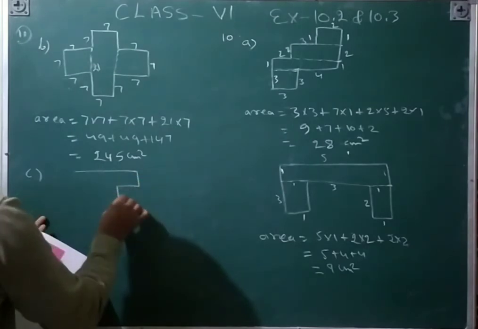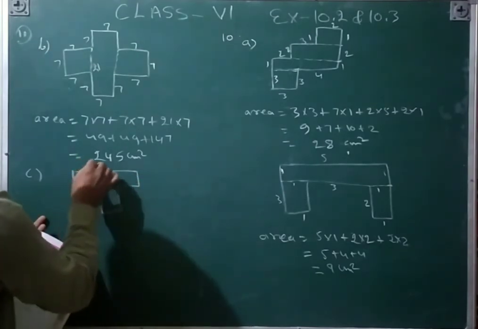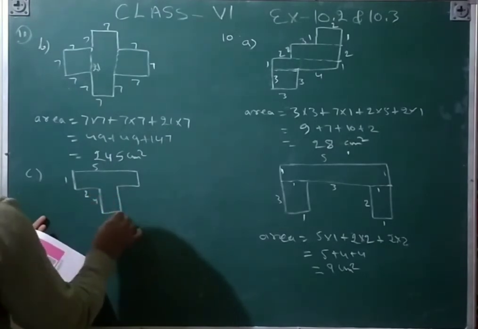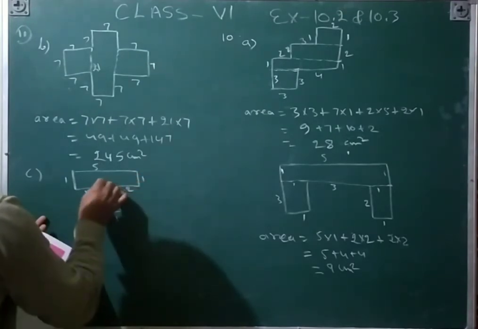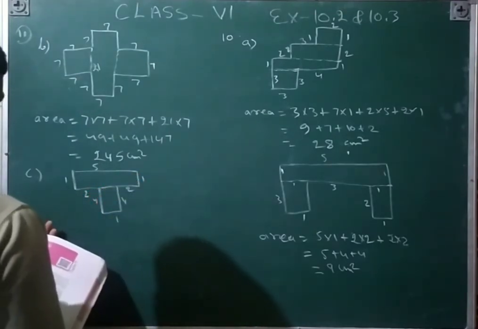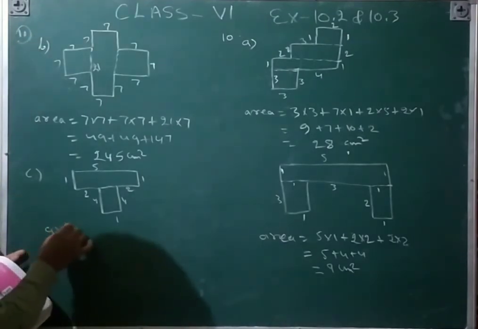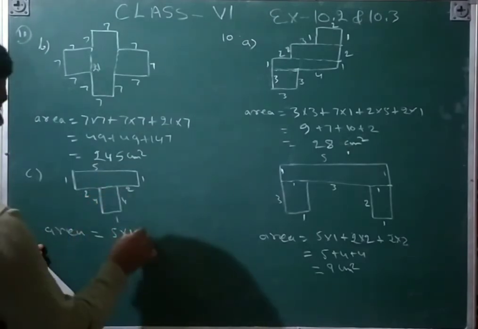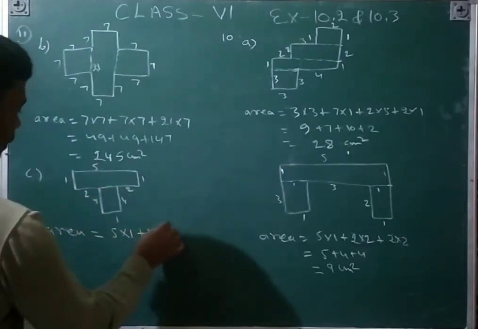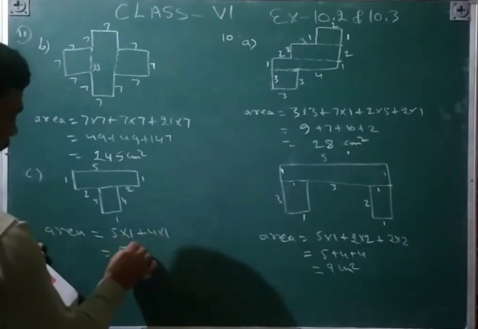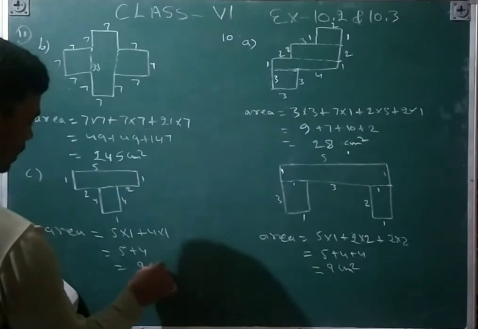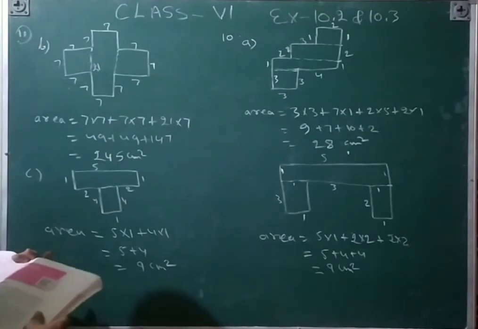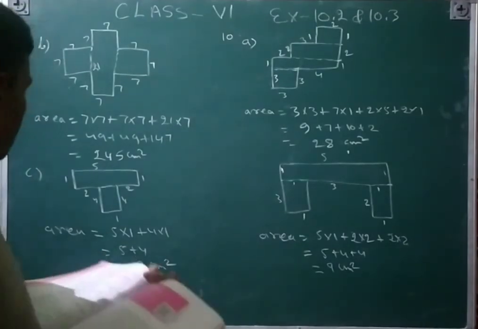this is T, that is 5, 1, 2, 4, 1, 4, 2, 1. Join this, so that area is equal to 5 into 1 for the first part, and then plus 4 into 1. So 5 into 1 is 5, plus 4 into 1 is 4, that is 9 centimeter square. The first part also you will make into 2 rectangles.